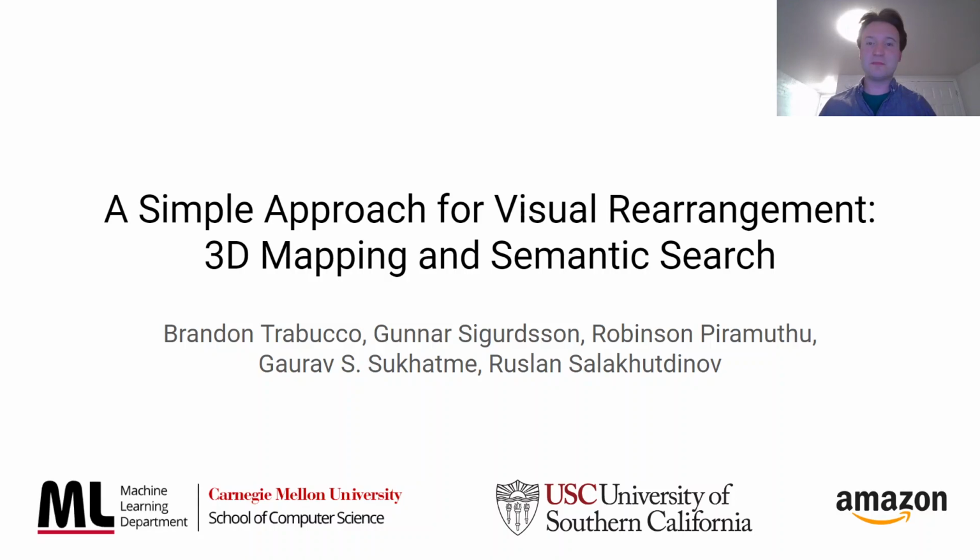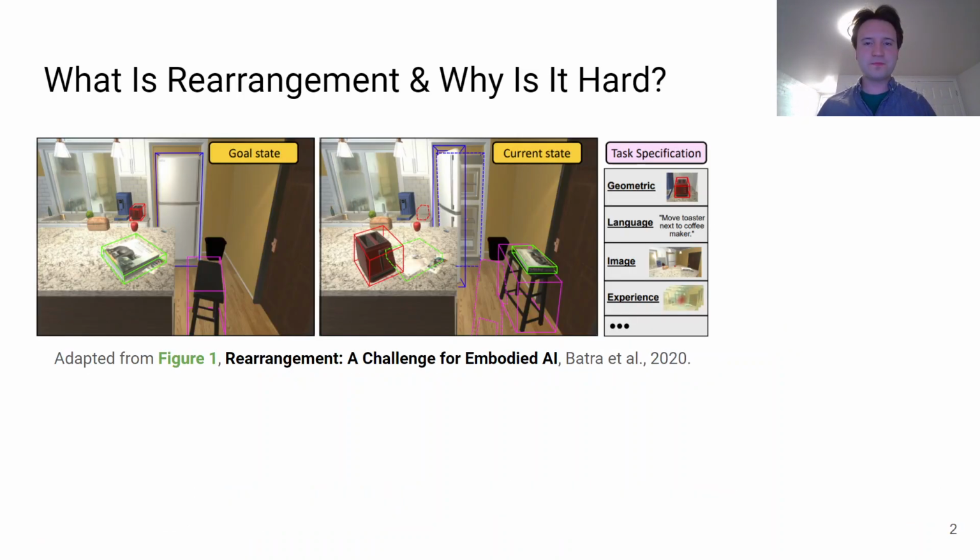Today I'll be presenting a simple approach for visual rearrangement, 3D mapping, and semantic search. Rearrangement is a challenging task that involves an embodied agent interacting with objects in its environment to reach a goal that can be specified in a variety of ways.